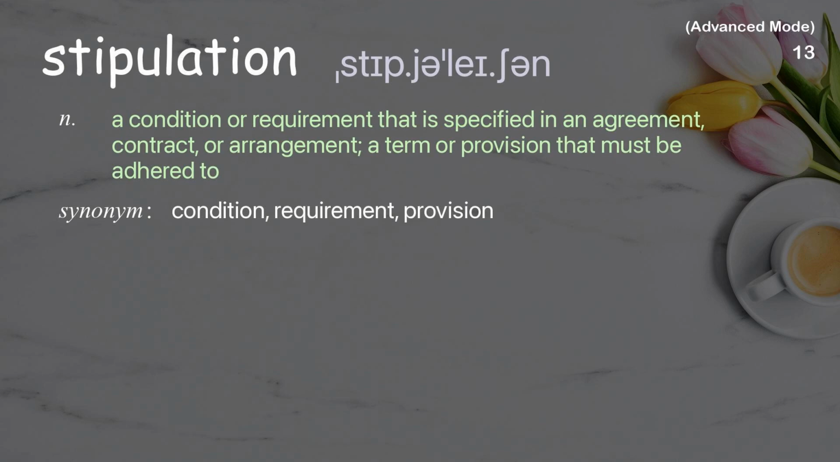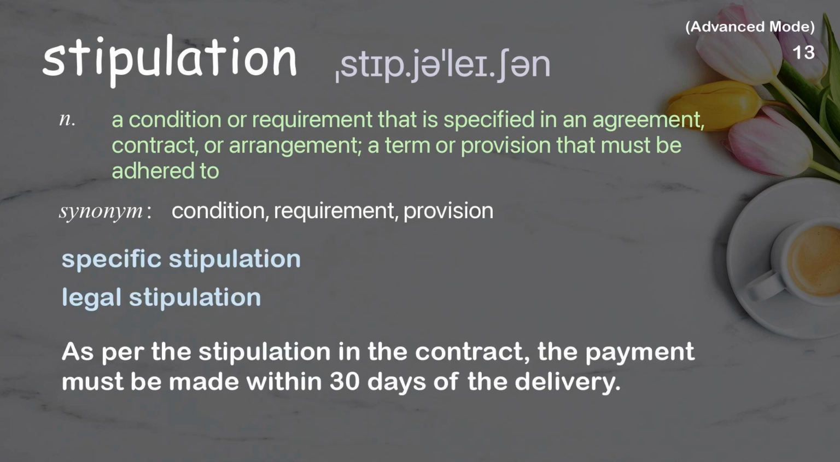Stipulation. A condition or requirement that is specified in an agreement, contract, or arrangement, a term or provision that must be adhered to. Examples: Specific stipulation. Legal stipulation. As per the stipulation in the contract, the payment must be made within 30 days of the delivery.